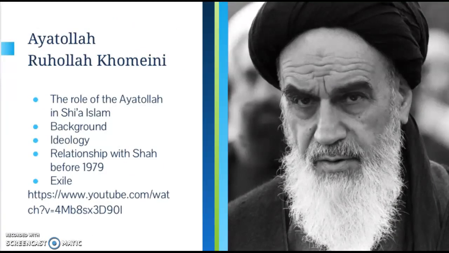A key part of the 1979 revolution is the role of Ayatollah Khomeini, who will become the supreme leader of Iran after the revolution. You need to understand how important the role of the Ayatollah is in Shia Islam and the respect that he would have as a religious scholar of integrity. He's been a voice against the Shah for a number of years.